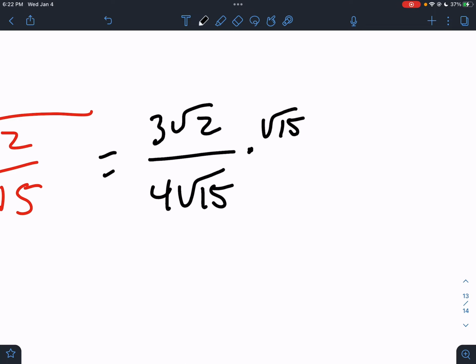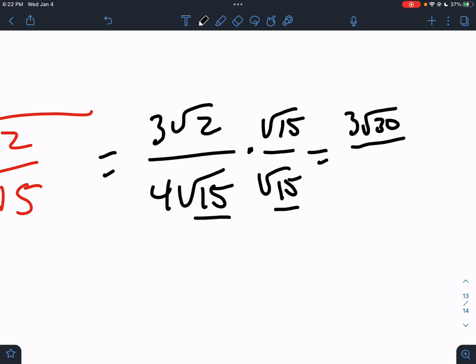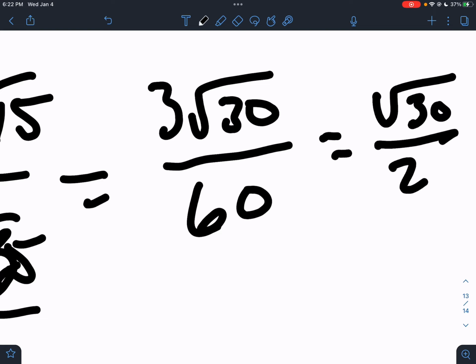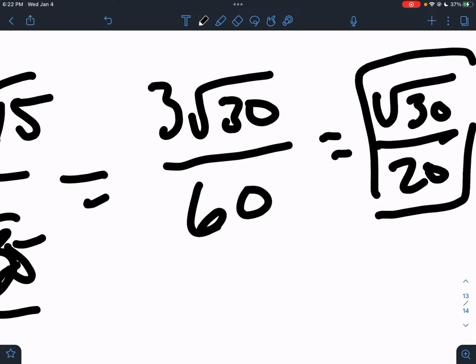I'm going to go ahead and write it out one more time. This is what I'm doing. I'm multiplying root 15 over root 15. That gets me 3 root 30 on top. But on bottom, I have root 15 times root 15. That is 15. And don't forget the 4. I have 15 times 4. That is 60. Can I reduce anything here? Yes. 3 and 60 reduce. So this becomes root 30 over 20. 60 divided by 3 is 20.